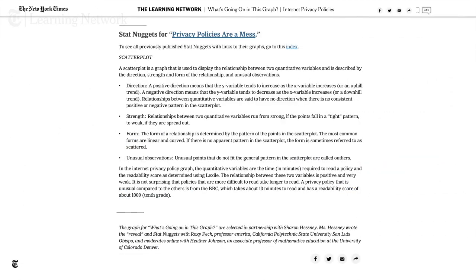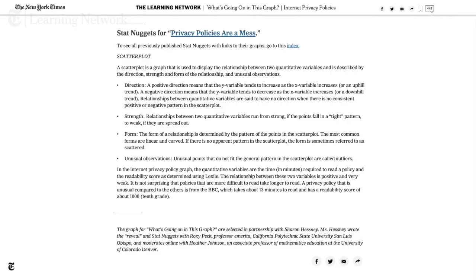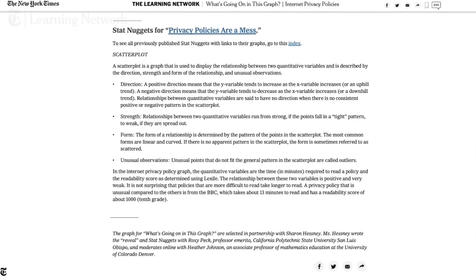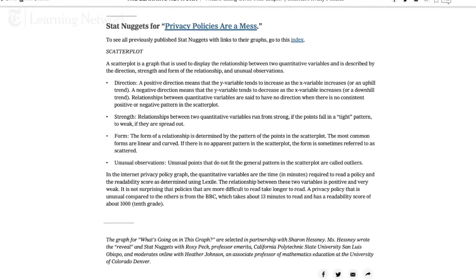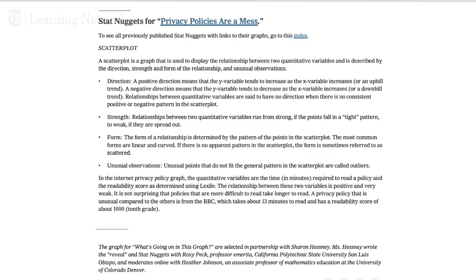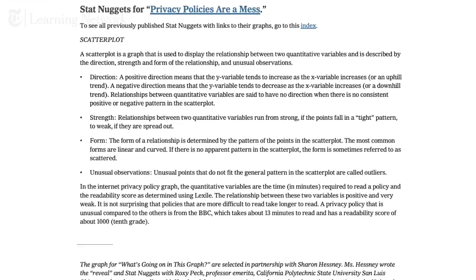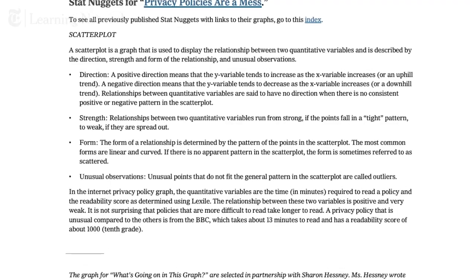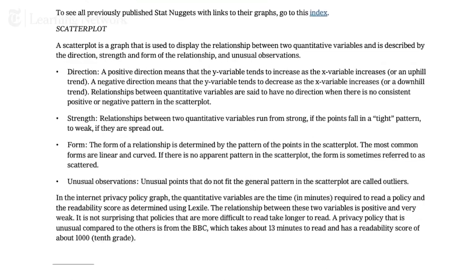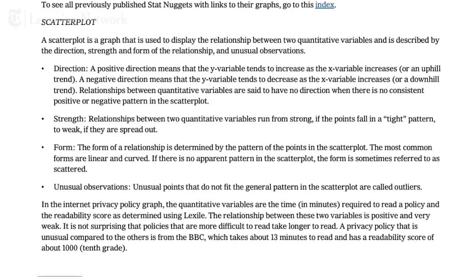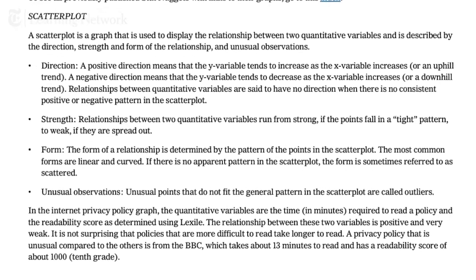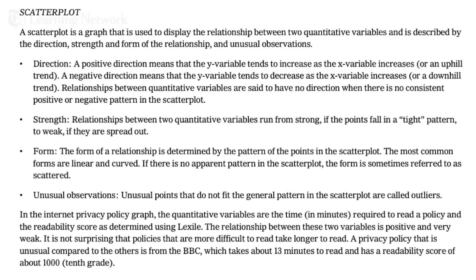The stat nuggets are statistical and mathematical terms that you're going to see in the graph. We give a layman's definition, not a statistical definition, for each of these. And then we specifically tell you where you're going to see it in the graph. And this is really helpful to teachers that want to go a little bit more in depth about what's going on in the graph. Yeah.